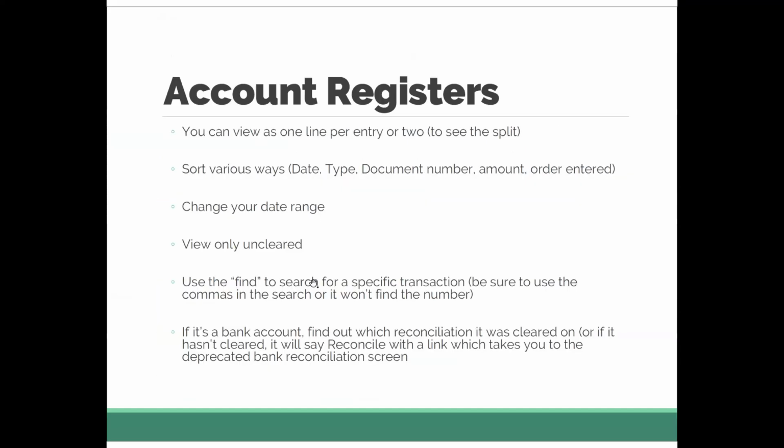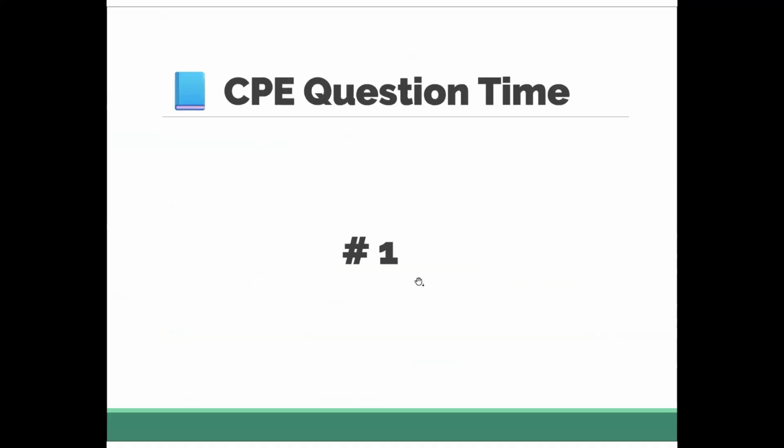So we went through all of this. You can find, which is also helpful, down at the bottom of that screen, there was a find. Be sure to use commas if it's over $999. Otherwise, it won't find the number. It's very literal. And so, yep, we talked about reconciliations.